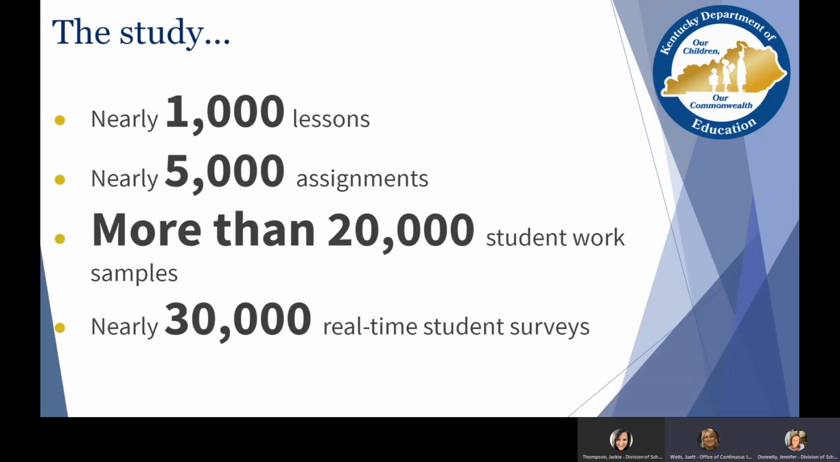Okay, all right, so in the opportunity myth, what happened was they looked at nearly 1,000 lessons, nearly 5,000 assignments, more than 20,000 student work samples. And this is the part that I really like, that I think is really valuable, is they took nearly 30,000 real-time student surveys. And what real-time means is they actually stopped in the moment while students were engaged in whatever instructional activity or assessment they were doing at the time.